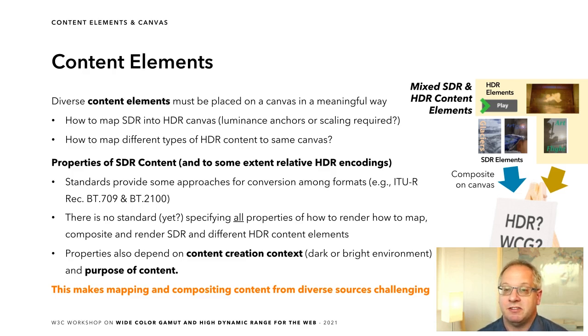There are standards such as ITU-R recommendations BT709 and BT2100 that provide some approaches for conversion amongst formats. However, even for linear HDR pipelines, there are currently no standards specifying all properties of how to map, composite, and render SDR and different HDR content elements. The properties of individual content elements also depend on the content creation context, such as the mastering display or if color adjustments were carried out in a dark or bright environment. Considering all these properties makes mapping and compositing content from diverse sources a challenging task.